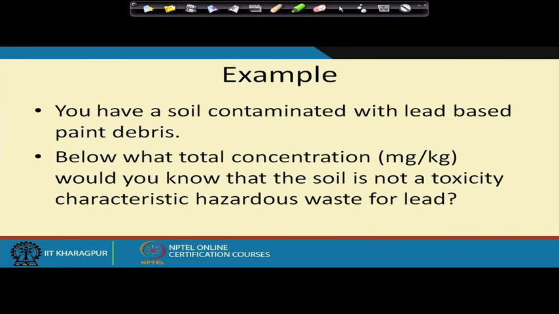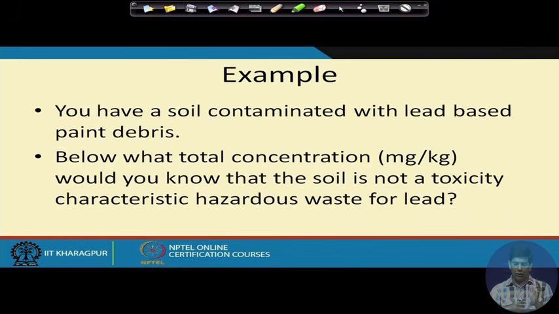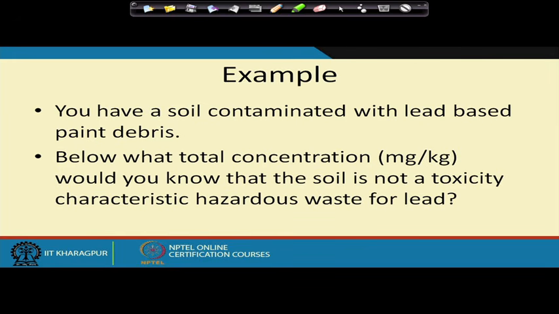Here we are talking about soil contaminated with lead-based paint debris, which means the source of lead is the lead-based paint. We want to find out below what total concentration you would know that the soil is not a toxicity characteristic hazardous waste for lead. So it is reminding you about the TCLP test. It's a kind of recap of the TCLP. The toxicity characteristic leaching procedure, that's the TCLP test. Remember that we talked about that earlier. If you don't remember, go back and look at those slides or video.